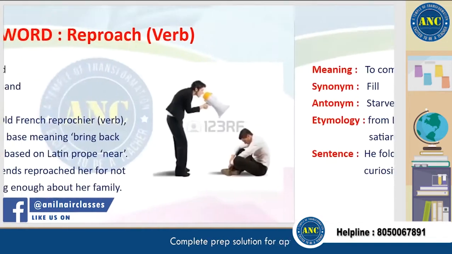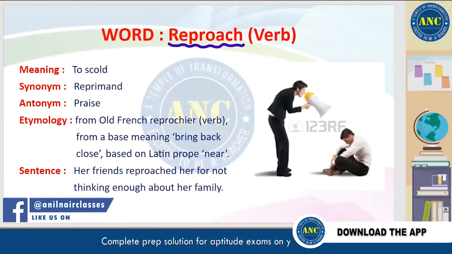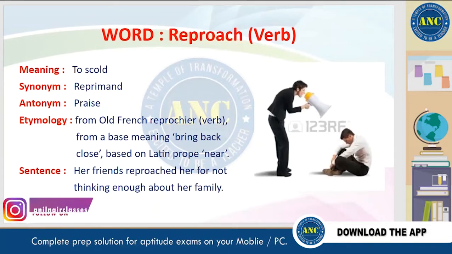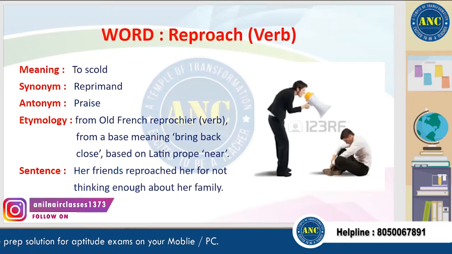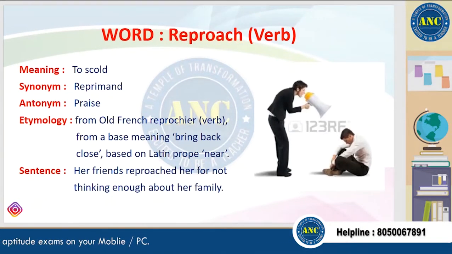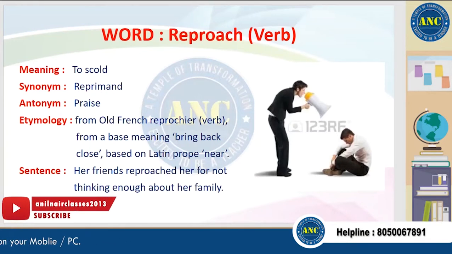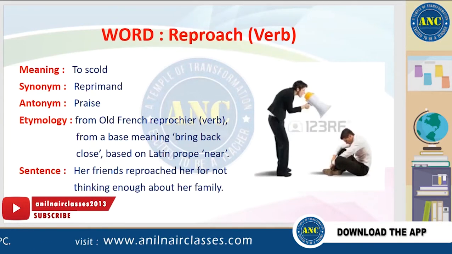The next word is reproach. Reproach means to scold. A synonym for this word is reprimand, and an antonym is praise. A sentence for this word is, her friends reproached her for not thinking enough about her family.